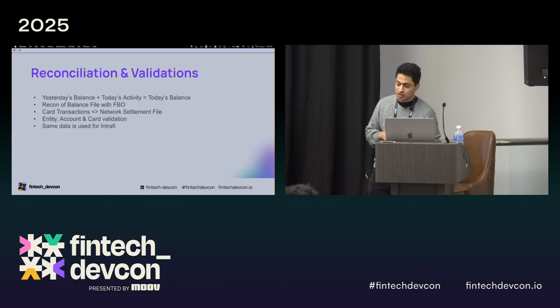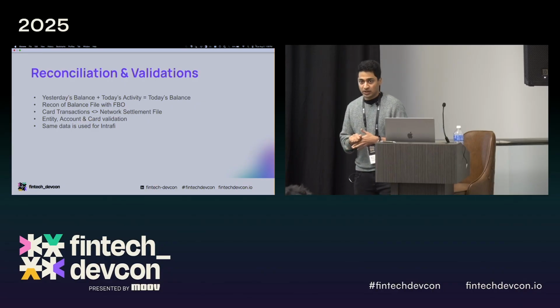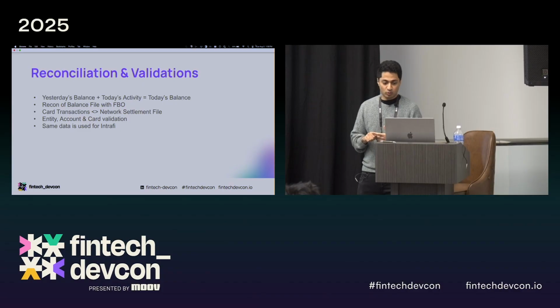The main recons which we do, there are many of them, but some to highlight would be, we look at yesterday's balance plus today's activity, which should be equal to today's balance. We mainly do this to ensure the fintech is sending us all the balances and also all the transactions which they've seen. The second which we do is we recon the balance file with the underlying FBO. This is to ensure that since both the transaction and the balance files are created by the fintech, we need to ensure that these values aggregate to an external entity, which is the FBO, where the money actually lives. We also then recon all the card transactions with the network files.